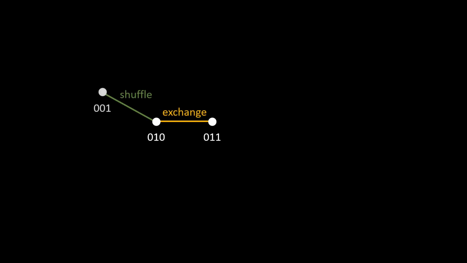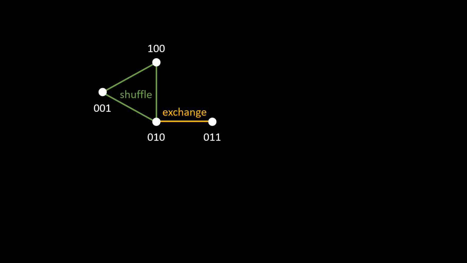We also need a shuffle step where we move the last bit of an ID to the front. Likewise, we also move the first bit to the end. These are called shuffle edges. Also, the nodes 001 and 010 are connected by such a shuffle step. We simply move the first bit of the ID to the last position or vice versa.